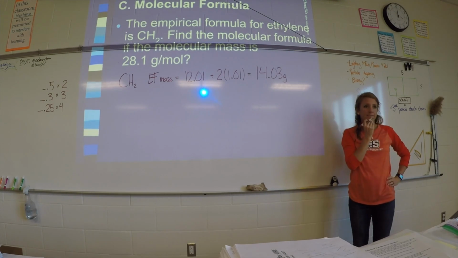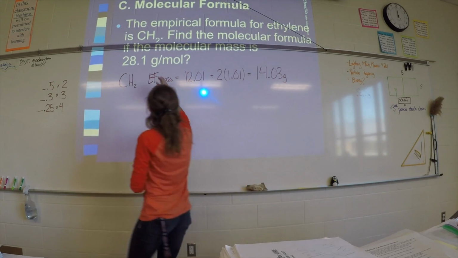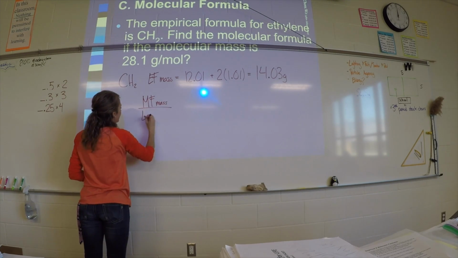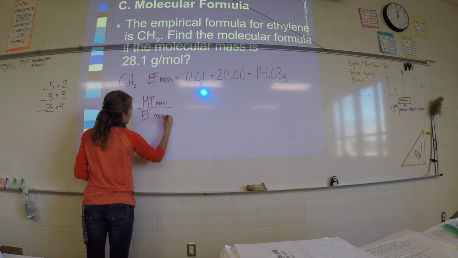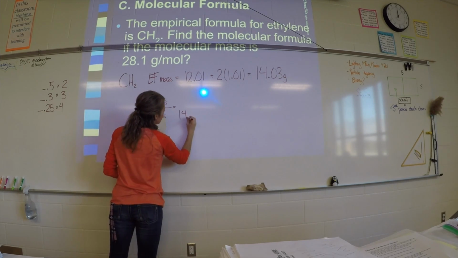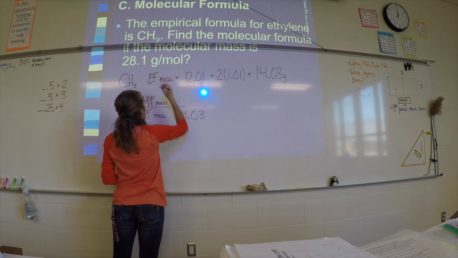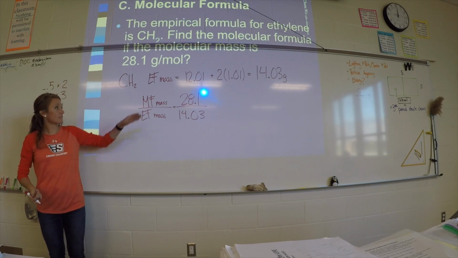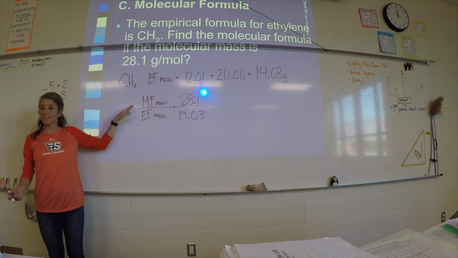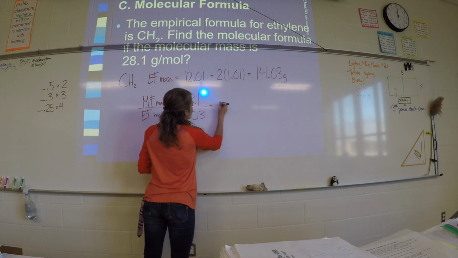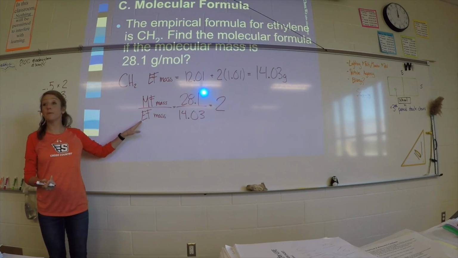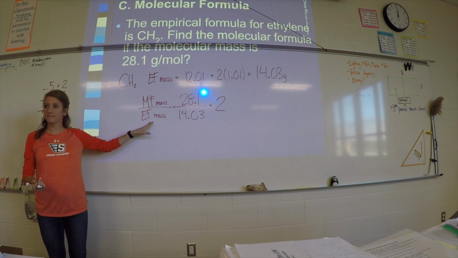How do I find step 3? What does step 3 say we're doing? Molecular mass. Good, so we're going to take the molecular formula mass and divide it by the empirical formula's mass. So 14.03 on the bottom, 28.1 on top. This was given, and this one we found. It ends up as a 2.